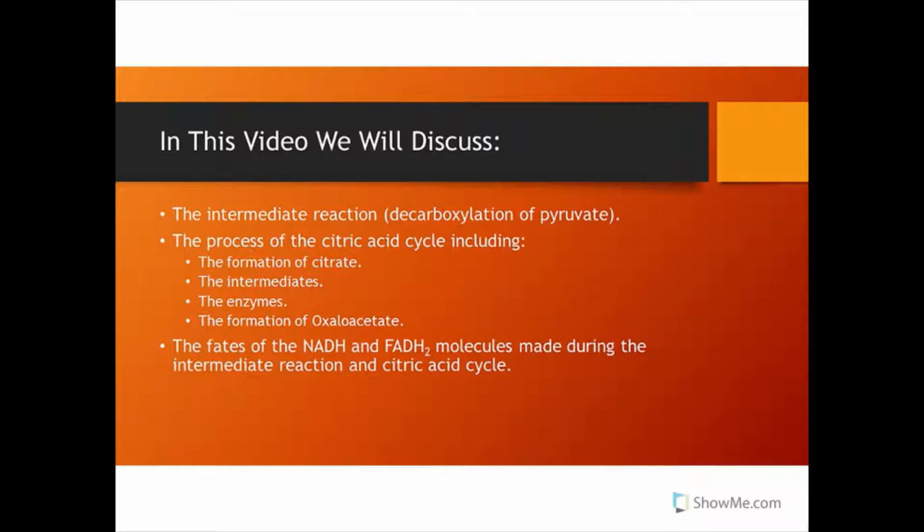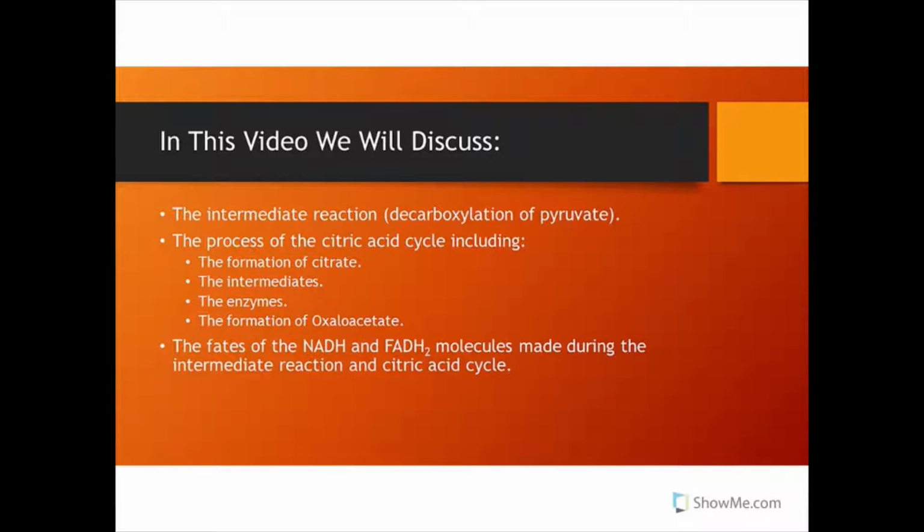We'll look at the various intermediates, enzymes, and then how these intermediates will become oxaloacetate that then forms citrate to start all over again. We're going to look at what happens at the electron carriers. These will be NADH and FADH2. So nicotinamide adenine dinucleotide and flavin adenine dinucleotide are the two electron carriers used here.